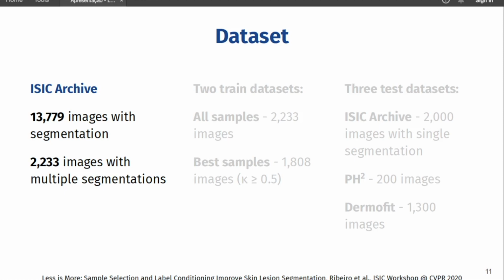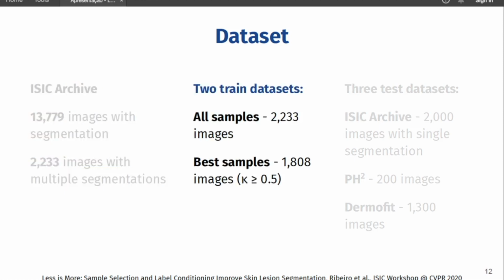In our experiments, we work with the ISIC Archive dataset, which is the only one to provide more than one annotation for each image. For training, we select only the images with 2 or more annotations, since it's the case where the Cohen-Kappa score can be appraised. We divide our training data into 2 groups. The first containing all the samples, and the second containing only the best samples, the ones with kappa higher or equal to 0.5.